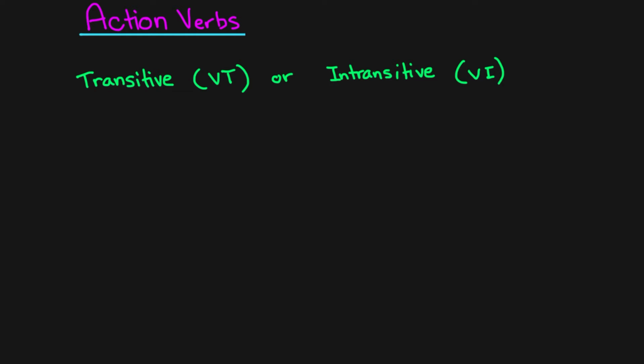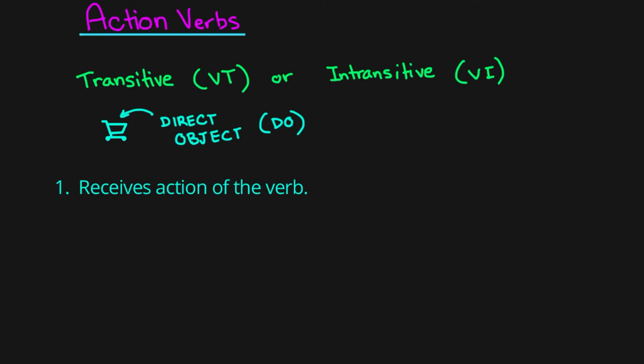Now, these are both action verbs, but the thing to remember is that transitive verbs take a direct object. So you need a direct object to complete a transitive verb. That shopping cart there is the transitive verbs, and you see direct objects always go with them. So there are three ways to test for a direct object. One, you ask yourself, does it receive the action of the verb? So in our earlier example, Mike ate the cake, the cake is receiving the action, and in that example, the cake was our object.